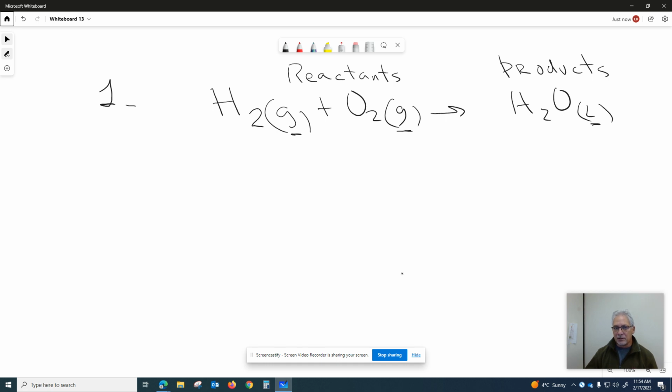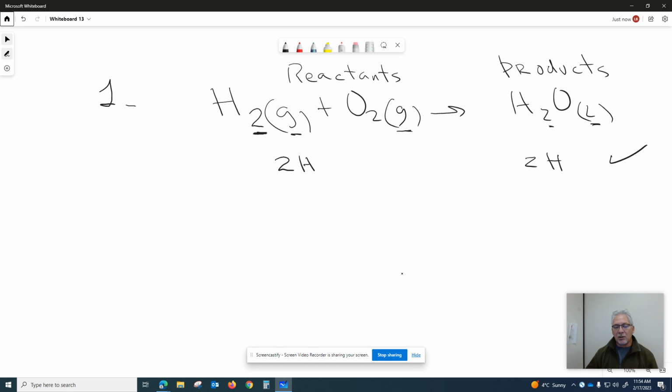How do we balance? Let's just start counting how many atoms we have for every reactant and product and then make them equal. So on the left, we have two hydrogen. How do I know that I have two? Because the subscript is two. And on the right, I also have two. So hydrogen is just fine. I don't need to balance you.